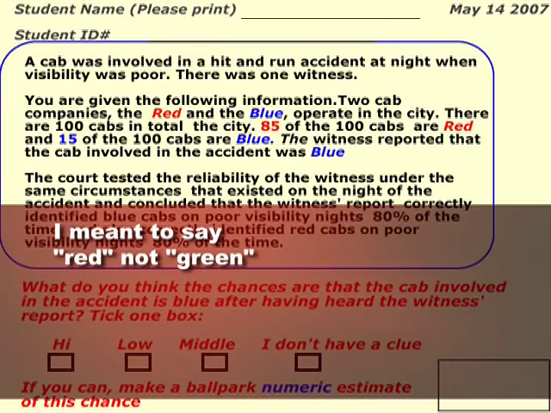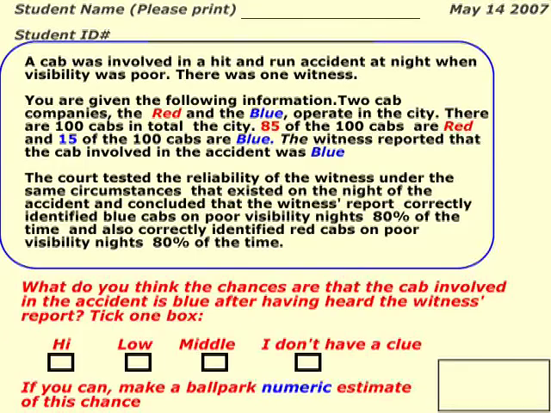Then the question is, given this kind of information, what do you think the chances are that the cab involved in the accident is blue after having heard the witness's report? And I've put a few little tick boxes, and if you can come up with a numerical guess, then that would be interesting too. Okay, so we'll take 3 or 4 minutes to do that.